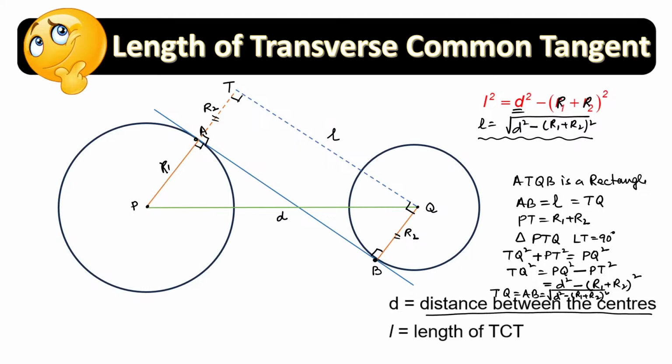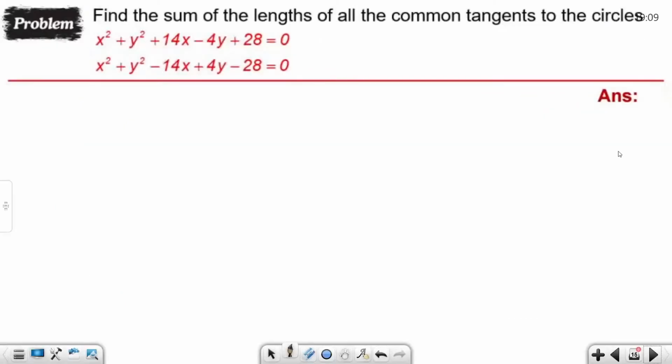Is it clear? Now let us move forward doing some problems based on this. Here we have to find out the sum of the lengths of all common tangents to the given two circles. For the first circle, the center is at (minus 7, 2) and its radius r1 is the square root of 7 square plus 2 square minus 28. So that gives us 49 plus 4 minus 28, right?